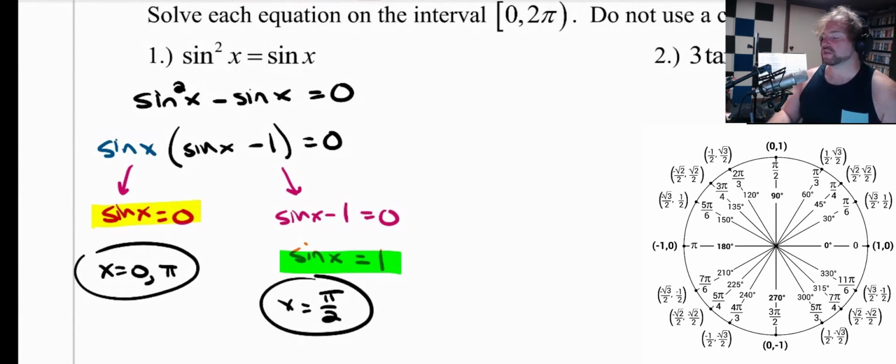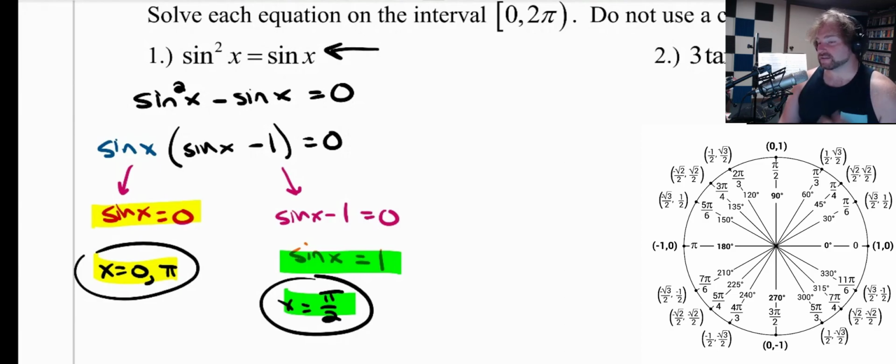Unfortunately, 3 pi over 2 is out. 3 pi over 2 would make the left side of the equation positive 1, but the right side of the equation negative 1, if you're looking back at the original equation. If you think about those three angles in that original equation, those all will work. The 0 and pi will give you 0 on both sides, and the pi over 2 will give you 1 on both sides. Those are the places where sine squared equals sine.